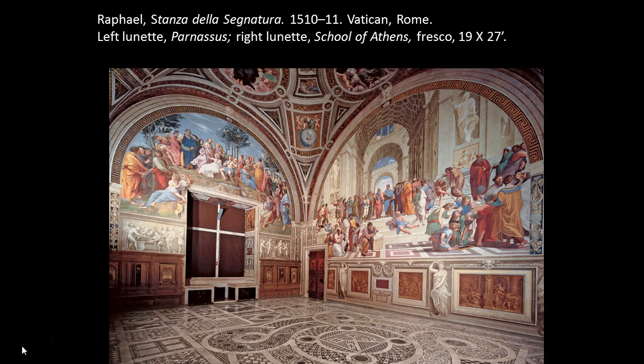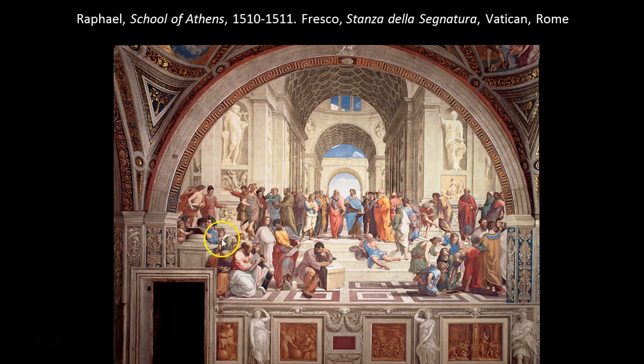The most influential of these paintings, stylistically, is philosophy, which is on the right. This is also known as the School of Athens. You can read an extended explanation of the figures in the composition on page 642.